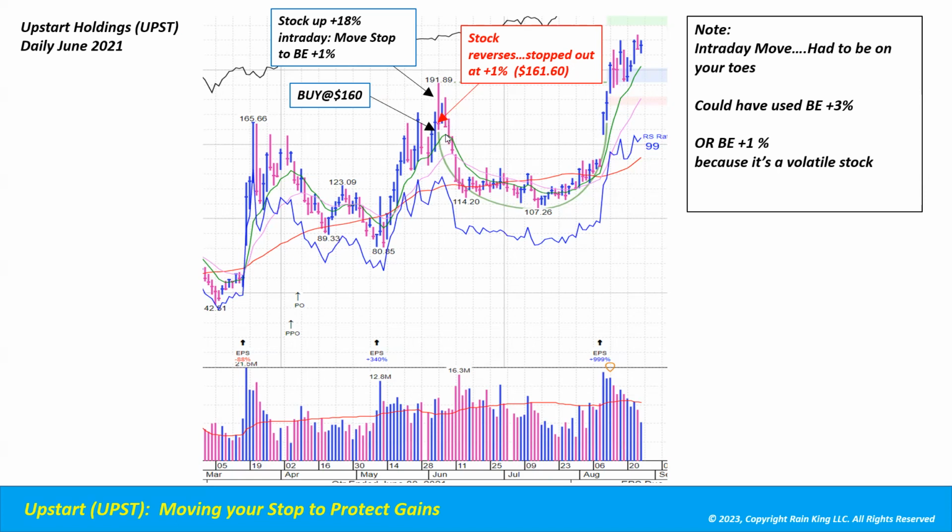All I can say in this situation is it's better to have a 1% gain than actually going into losses. Again, you had to be pretty nimble with this one because it moved very, very quickly. And again, you need to use your own discretion about how quickly and what level of stop you raise it to. I used break even plus one because I knew I wanted to give the stock a little bit more room. But in this case, it even took out that stop.